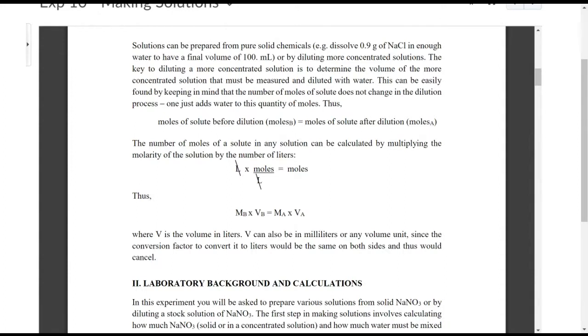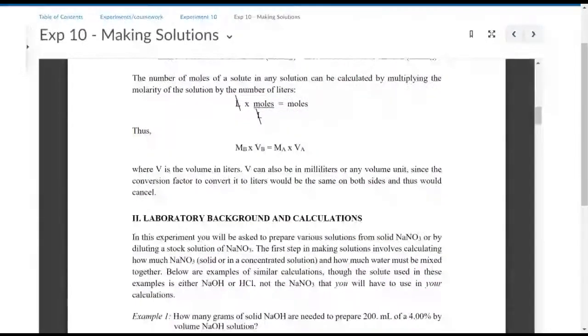The relationship is: molarity times volume is the same thing as number of moles. Molarity times volume before diluting equals molarity times volume after diluting.